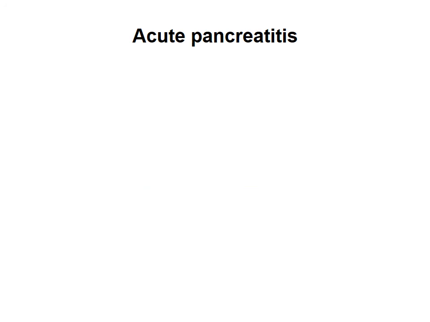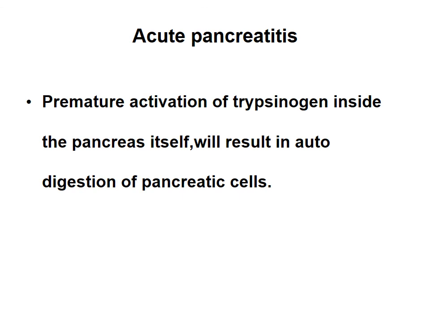Now, I want to emphasize one more clinical point, that is acute pancreatitis. In acute pancreatitis, students, there is premature activation of trypsinogen inside the pancreas itself, and because of this, there is auto-digestion of the pancreatic cell, and this condition is called acute pancreatitis, which is a life-threatening condition. So, with this, the whole story is over.